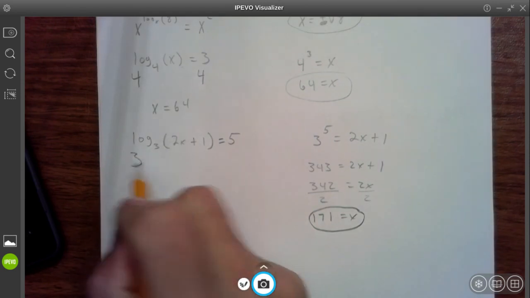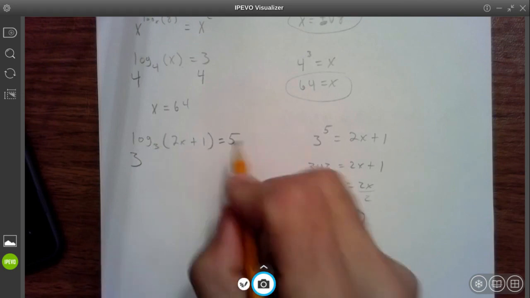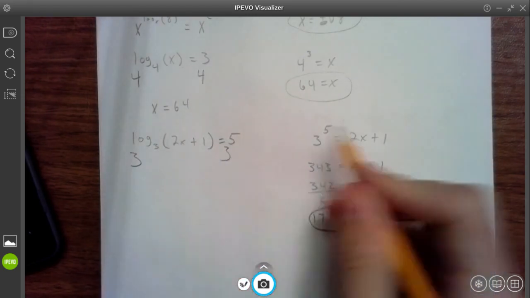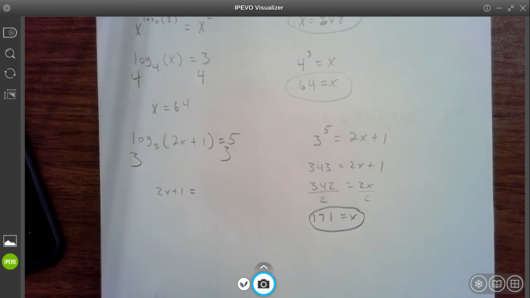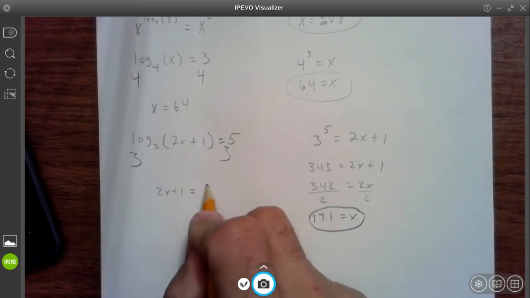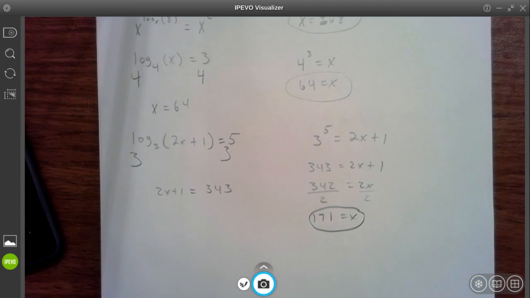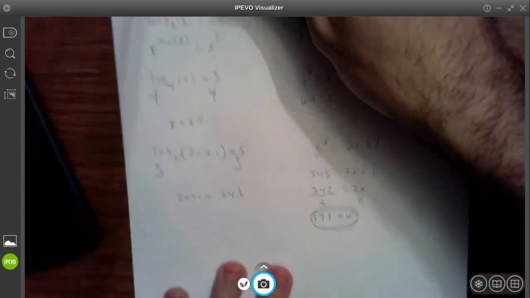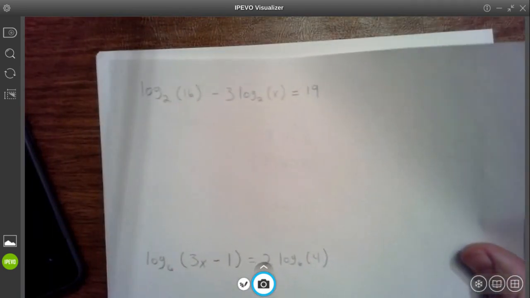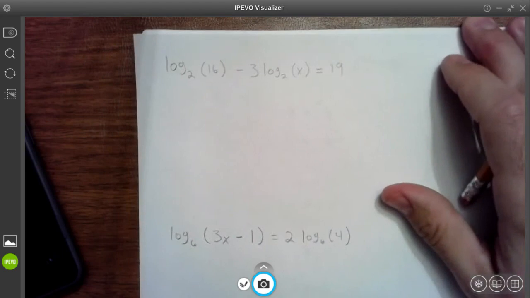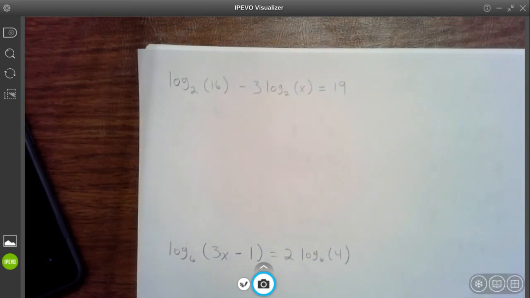So I'll do 3 to the power of all this stuff, and I'll do 3 to the power of 5. That's going to give me 2x plus 1 on the left-hand side and 343 on the right-hand side, and then you see it's going to work out exactly the same. So it probably feels a little unnatural at first, but eventually it's going to be the way to go.